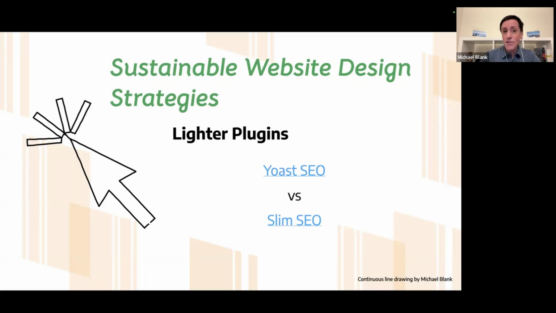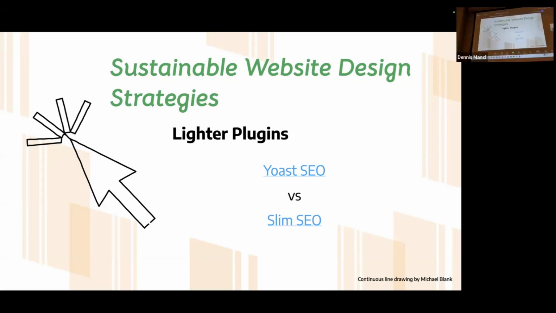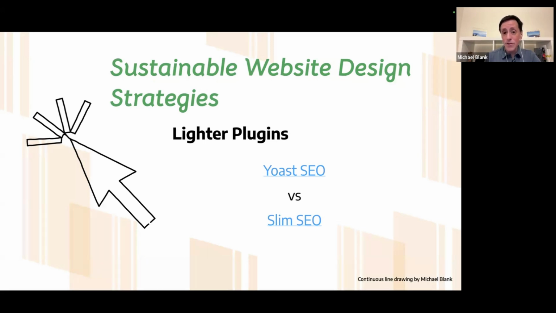Now, as far as actual plugins are concerned, I was talking about analytics before. Now I'm talking about actual search engine optimization plugins. If you use SEO plugins, you'll probably recognize Yoast. Again, they have a lot of features, but the Yoast plugin is very large. It's very bloated. An alternative is to use Slim SEO. That program is much smaller than Yoast. It doesn't have all the features of Yoast, but it probably has just enough to make it worthwhile to use.